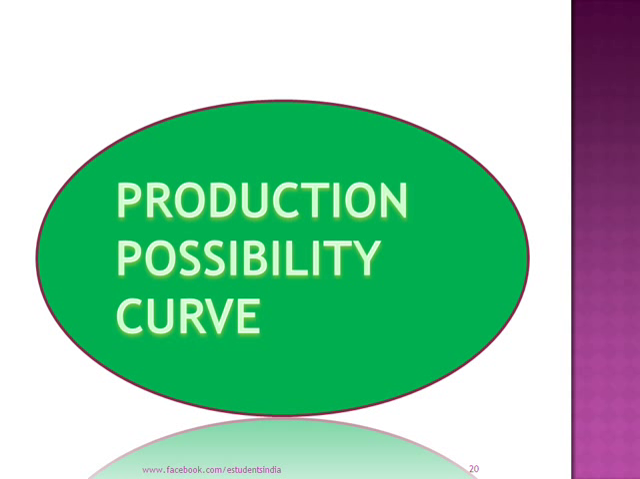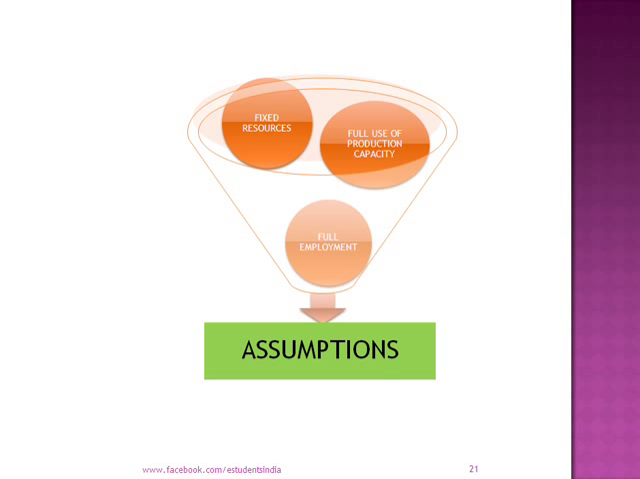Production possibility curve. Production possibility curve represents graphically alternative production possibilities facing an economy. Consider an economy which decides to produce two products, cloth and wheat. Let us make certain assumptions about this economy.